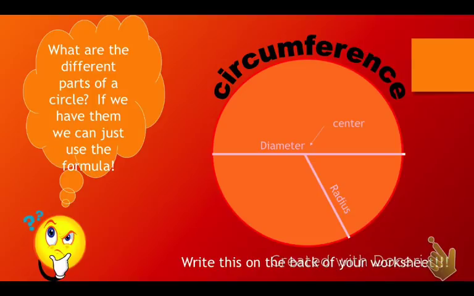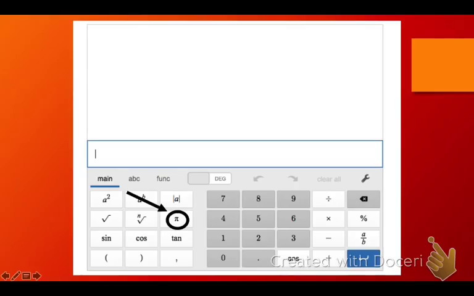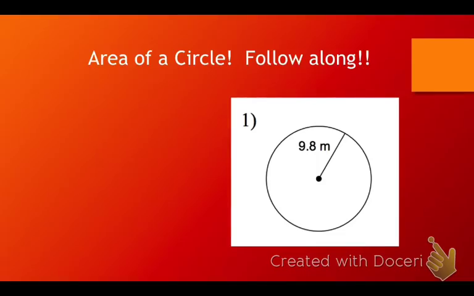So, let's do one together. First of all, just for reference, when you are using your Desmos calculator, which is what you have to use, the pi button is right there. So you're going to type in your number and you're going to type in pi. Area of a circle, follow along. This is the first example on your worksheet.